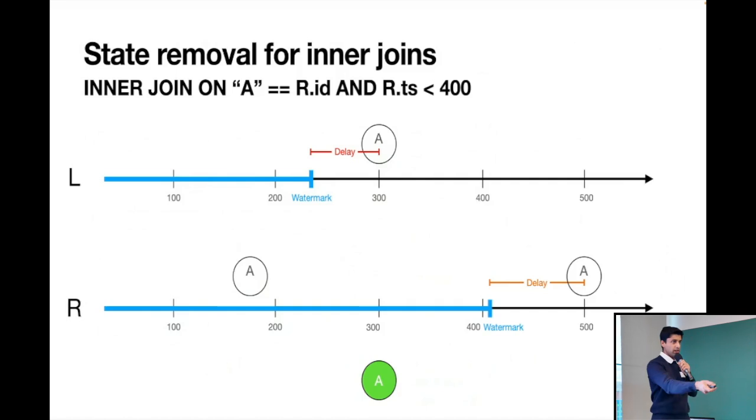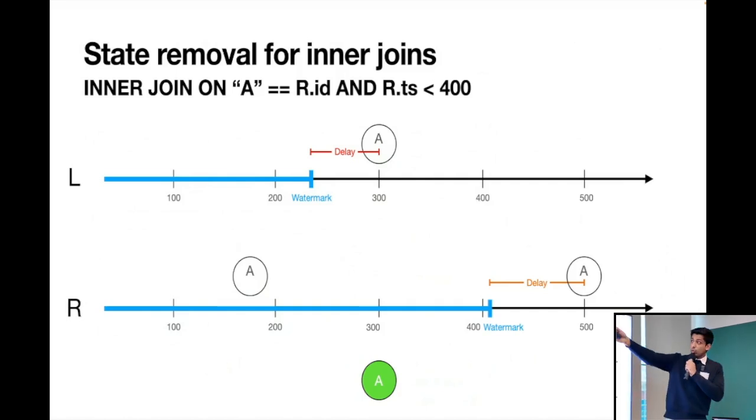So now, talk to your neighbor. See, will this condition evaluate to true at any point in the future? Will we receive a record on the right that satisfies this? Go ahead.